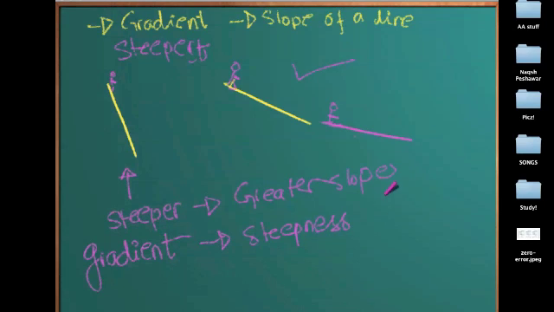If a line is like this, the gradient will be more. So the gradient will be more compared to a line which has a slope like this, because this is steeper and this is less steep. So this will have a greater gradient because of the greater slope compared to this one. So it's a comparative quantity. Okay, this is the theory behind gradient.